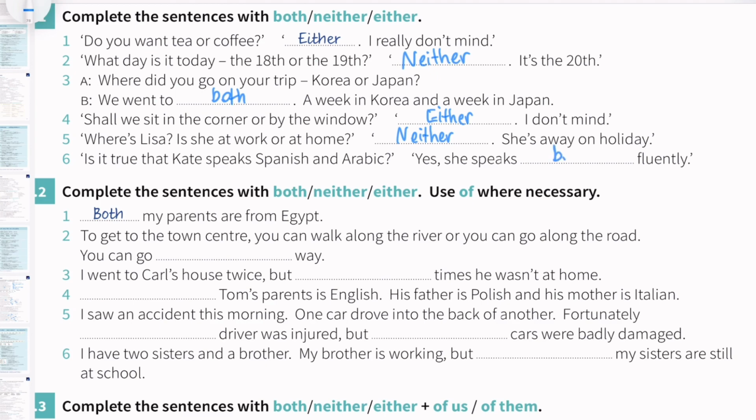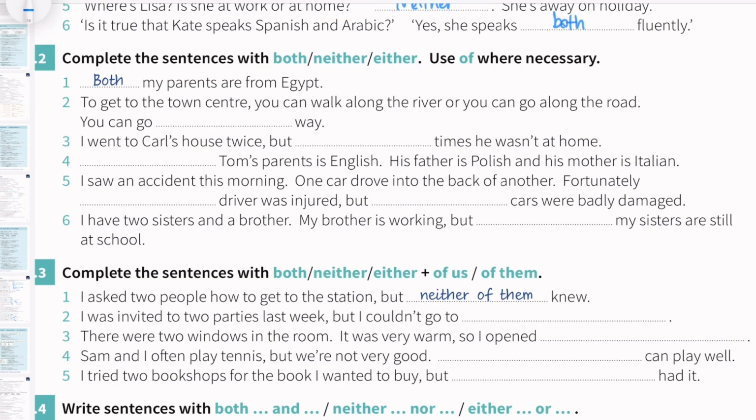The answer is both. Now the exercise number 2, complete the sentences with both, neither, or either, and then we can use of where necessary. For example, both my parents are from Egypt.